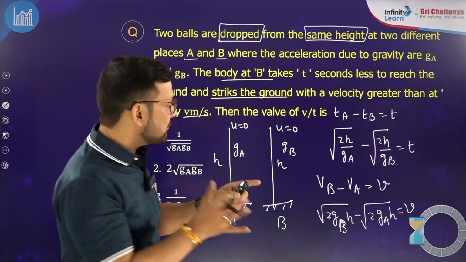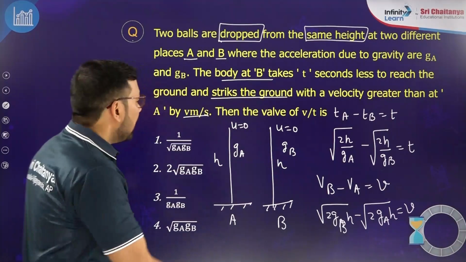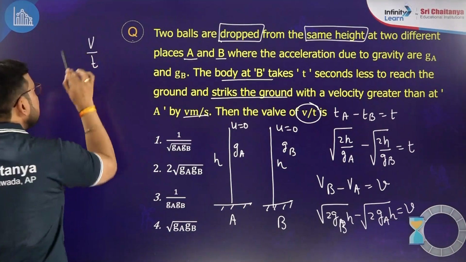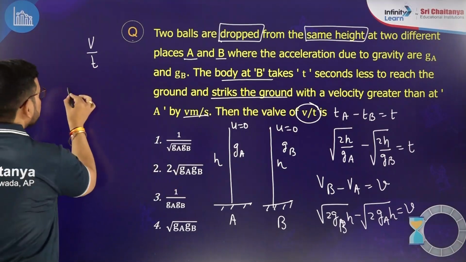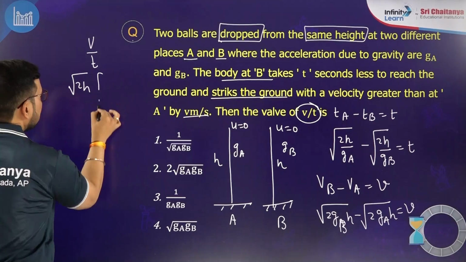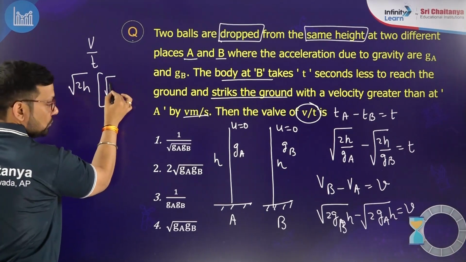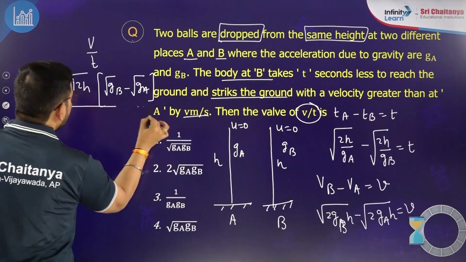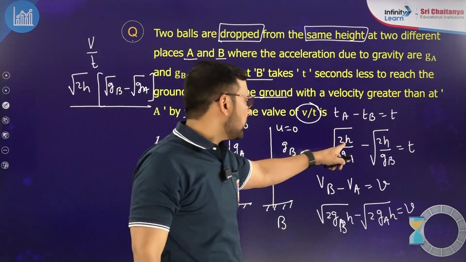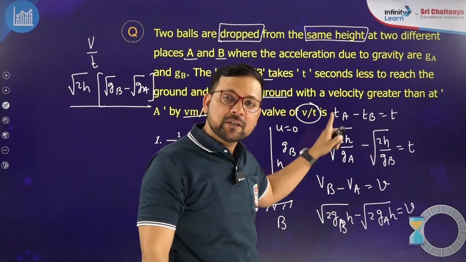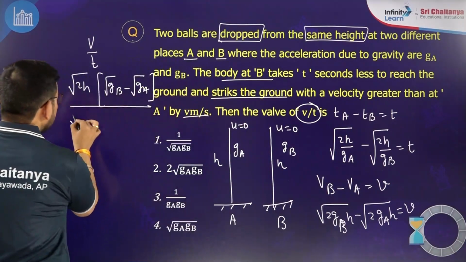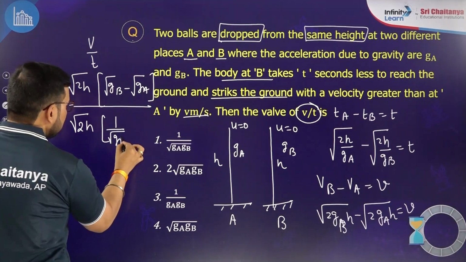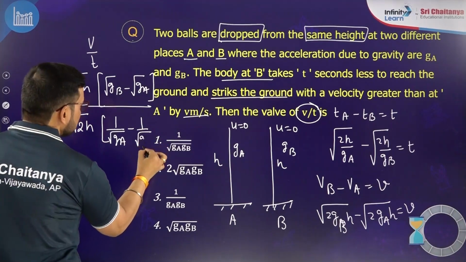What we have done, we just put the formula into that, and then the question is asking at last what is V by T. So we have to solve for V by T, where we already have the value of V and T. What is V? Under root 2h you can take common, so it will be root Gb minus root Ga. And then you can divide by T. That also has been calculated. The root 2h can be taken common here also, so when we take root 2h common in T as well, what we get there is 1 by root Ga minus 1 by root Gb.